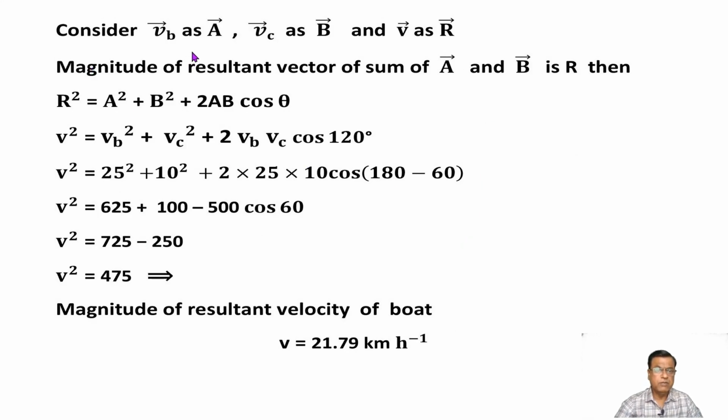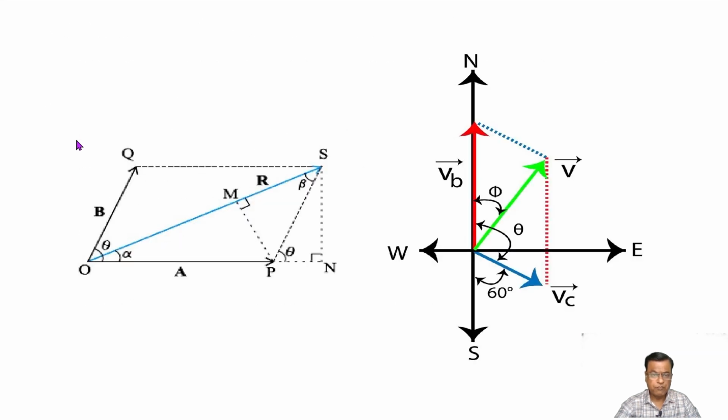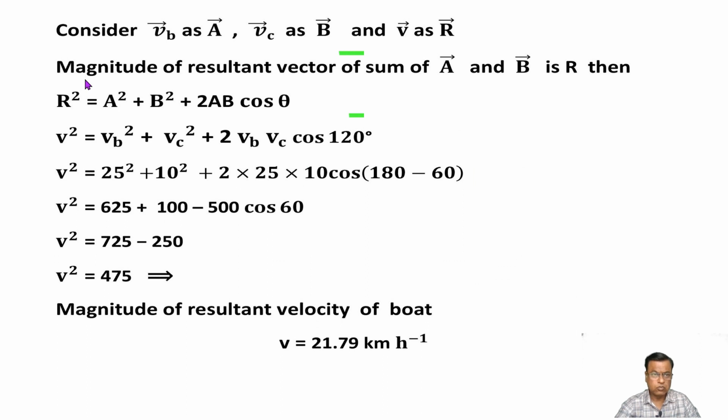Consider VB as A, VC equal to B, and V as R. The magnitude of the resultant vector of the sum of A and B is R. This is the formula of R: the magnitude of R equals the square root of A square plus magnitude of B square plus 2 into magnitude of A, magnitude of B and cos theta. So R square is equal to A square plus B square plus 2AB cos theta.